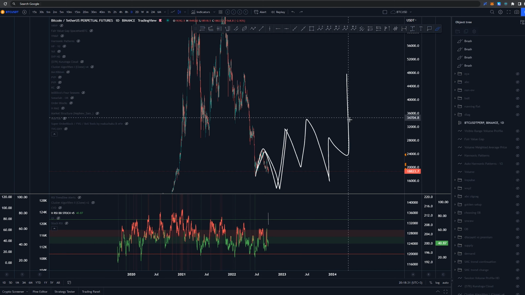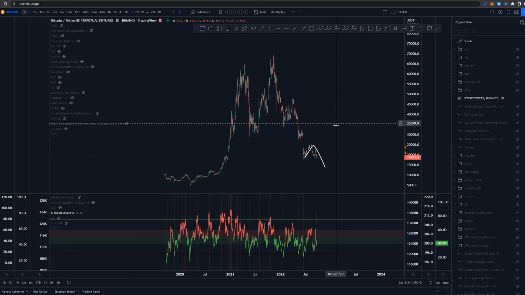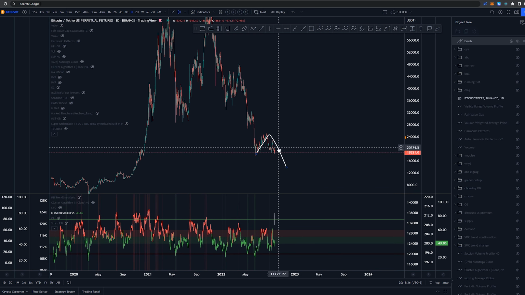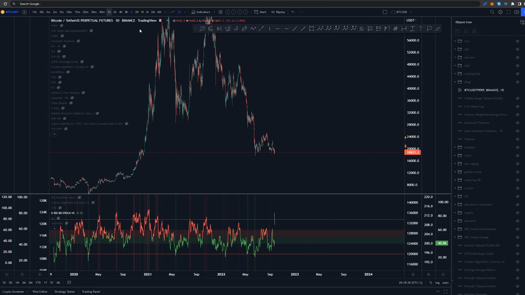Again, we don't know how that is going to be forming. But those are the reasons why I have these structures, overall higher time frame structures, like I do.